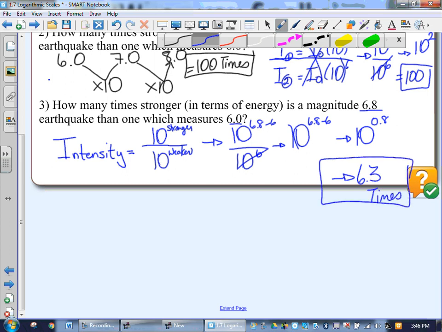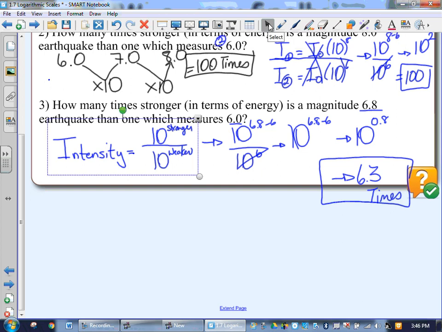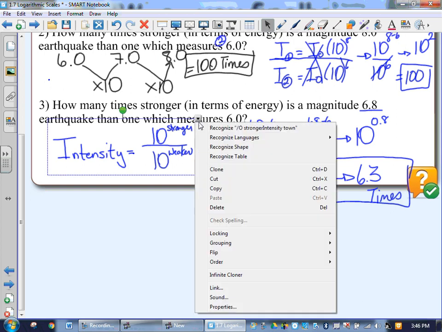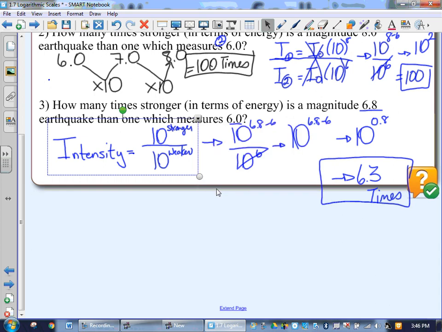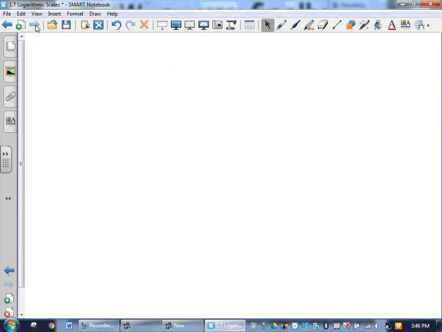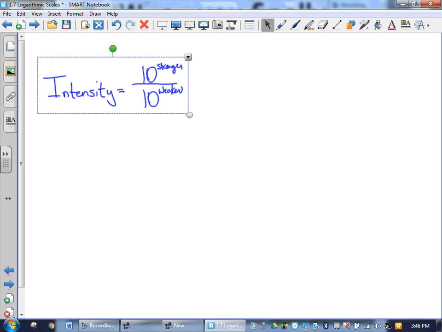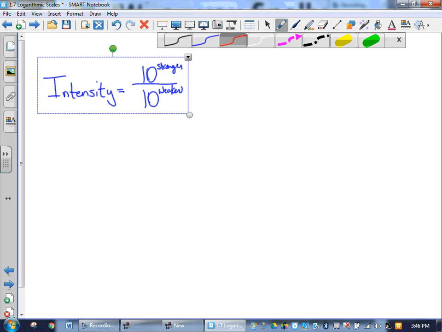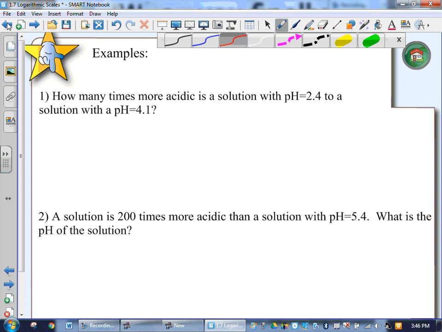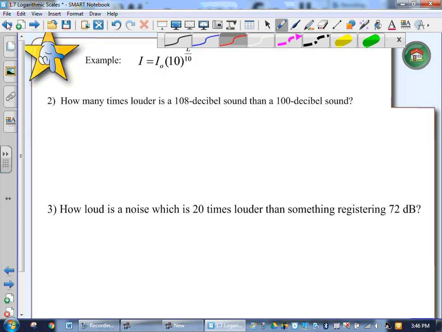So what I'm going to do right now is I'm going to take this equation and copy it to the very back page. The very back page is empty, and here's my first shortcut formula. And this is for the Richter scale. Okay? There's one. Now we're going to go back, and our next topic is the decibel scale.